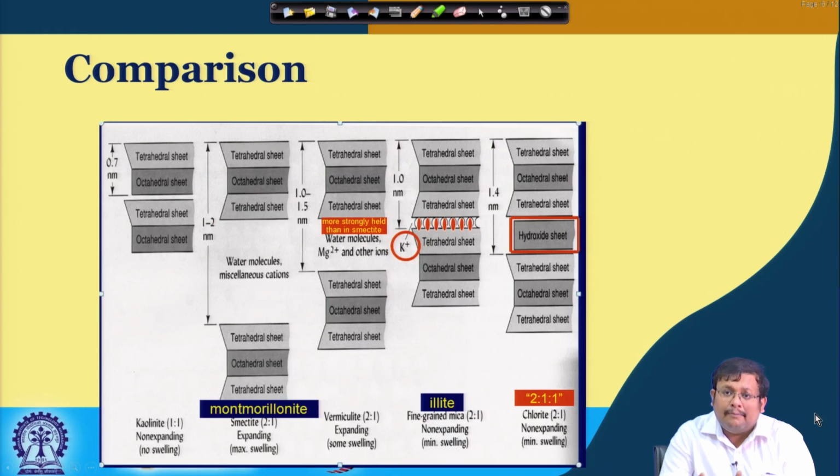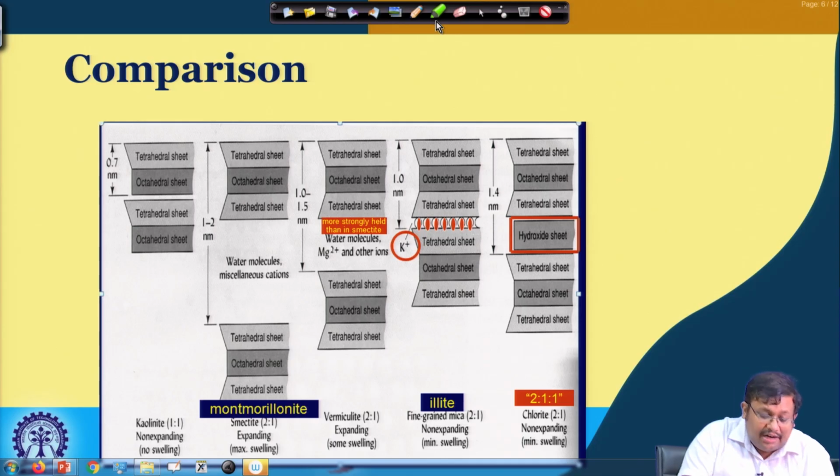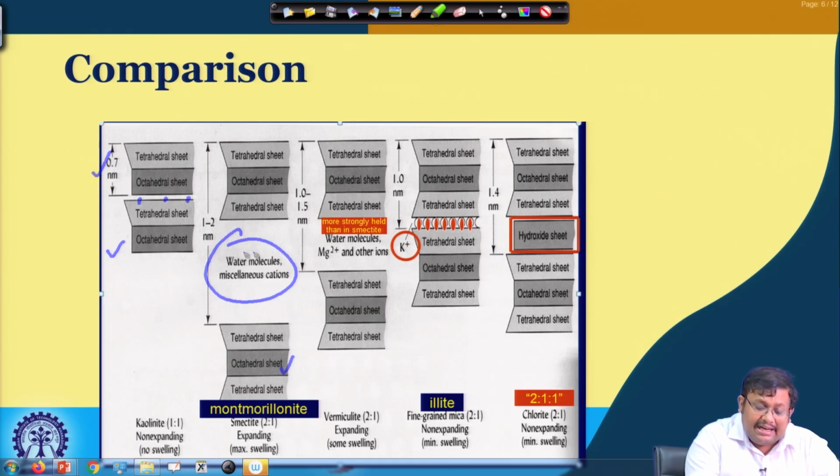So, if you see a visual comparison between different types of clay minerals, it will be more clear. We start with kaolinite, which is a 1:1 type, non-expanding or non-swelling. The d-axis spacing is lowest, only 0.7 nanometer, because of the presence of strong hydrogen bonding in the interlayer space. It is also a collapsed structure. And then we go to montmorillonite, where there is huge interlayer space and the isomorphous substitution occurs in the octahedral sheet, and the interlayer space is occupied by water molecules and miscellaneous cations. The d-axis spacing is highest, 1 to 2 nanometer.